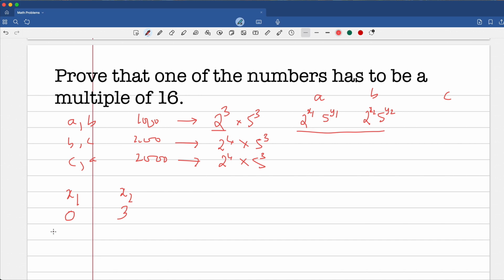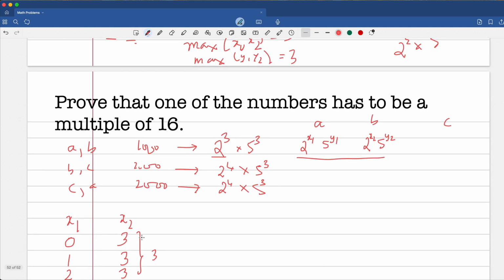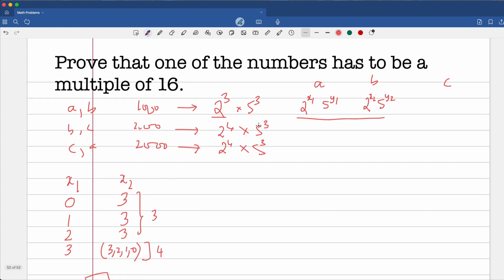It's not 1000. Can x1 be 1? Yes, provided x2 is 3. Can x1 be 2? Yes, provided x2 is 3. Can x1 be 3? Yes, provided in this case x2 could be any of 3, 2, 1, or 0. So these are my possible ways. In fact, you can think about it and say that there are 3 such cases here and 4 such cases here. And so in total, there are 7 possibilities of figuring out x1 and x2. It has to be one of these 7 possibilities for this to work out.